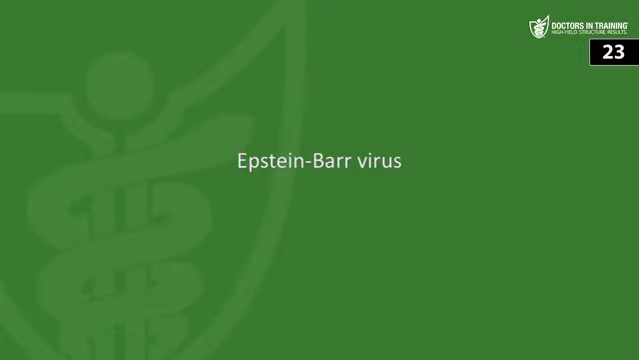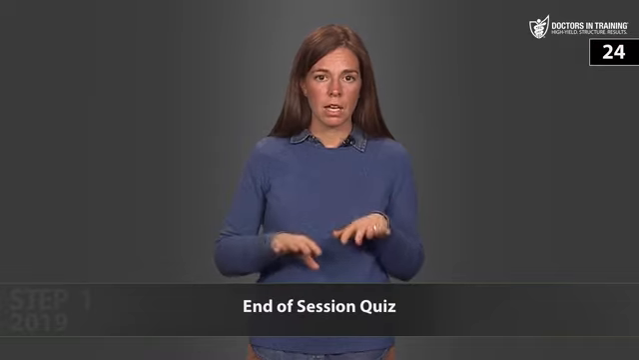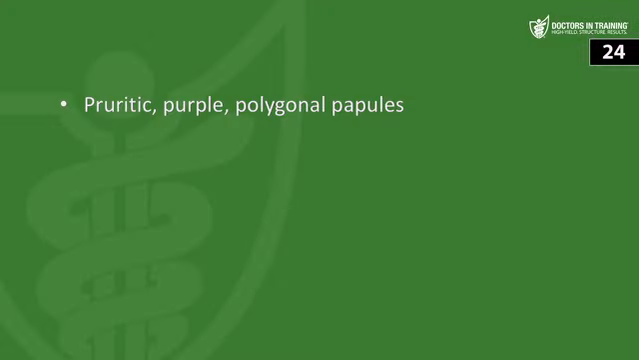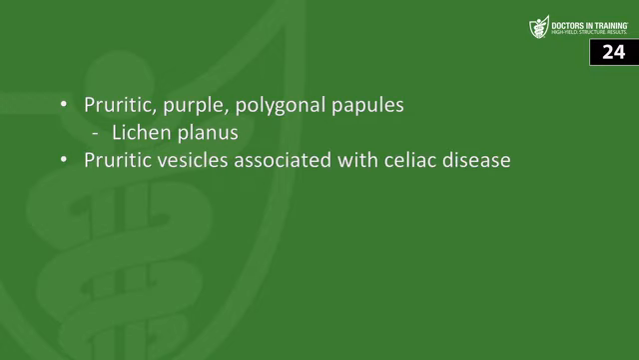And what pathogen causes painless white patches on the tongue that cannot be scraped off? The pathogen is EBV, and the condition is oral hairy leukoplakia, commonly associated with HIV infection. Which skin disorder matches each of the following statements? The pruritic purple polygonal papules is lichen planus. Pruritic vesicles associated with celiac disease is dermatitis herpetiformis.